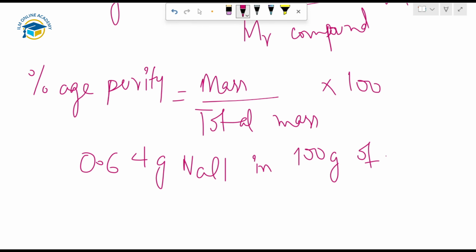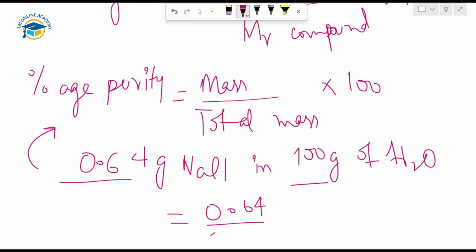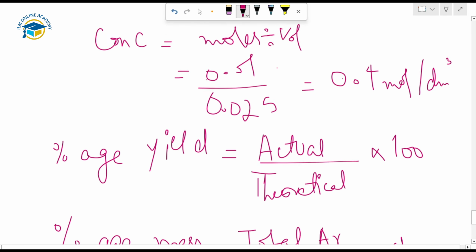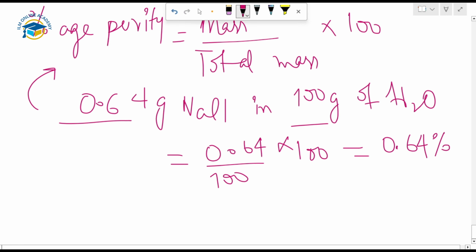So you can calculate the percentage purity of NaCl by this. The mass is given and the total mass is given as 100, so by putting all the values in the above formula, you can easily find the percentage purity of any substance. Percentage purity is the mass divided by the total mass, multiplied by 100. So the percentage purity of NaCl is 0.64 divided by 100, times 100, so the answer is 0.64 percent. Percentage is the unit for percentage purity, percentage mass, and percentage yield.